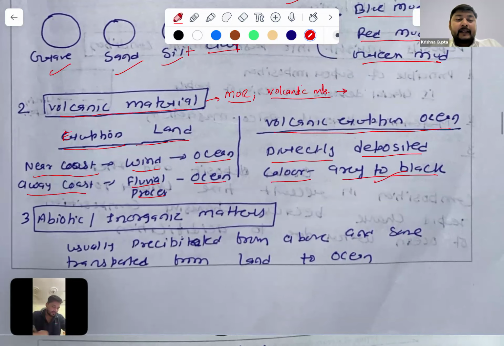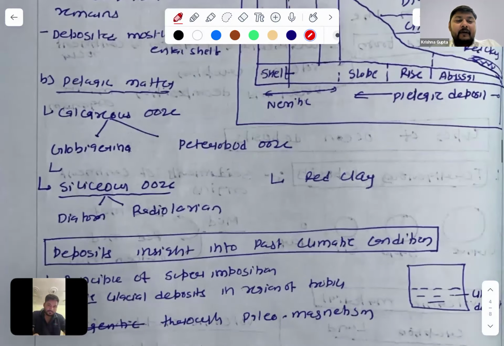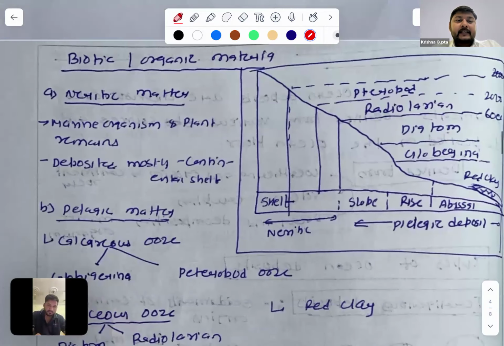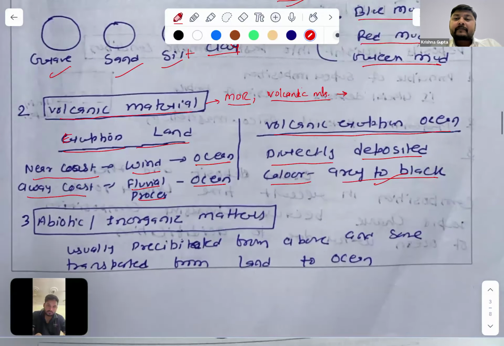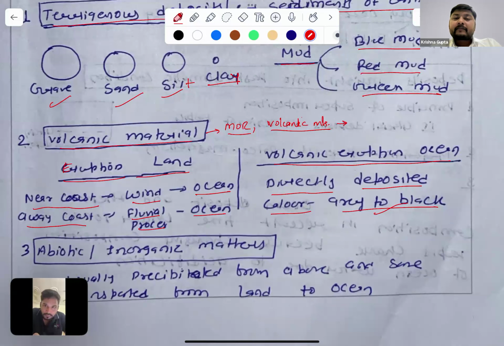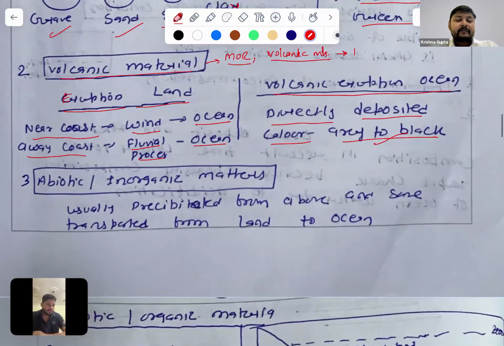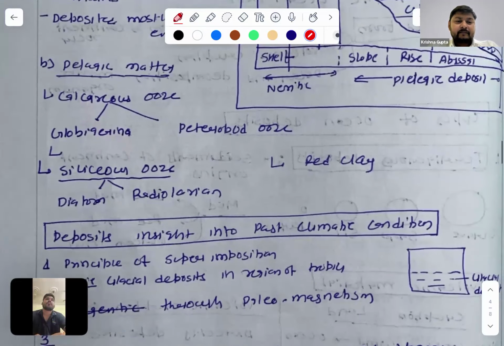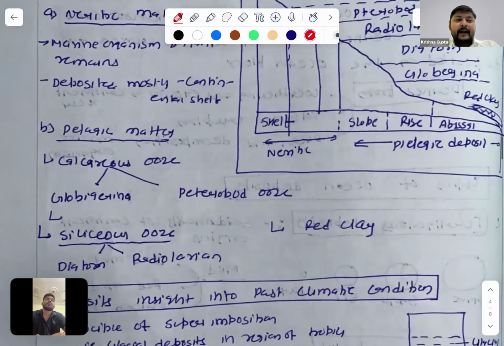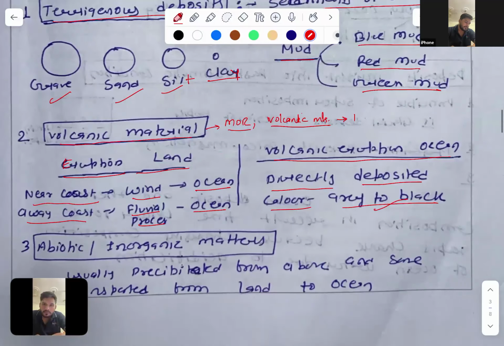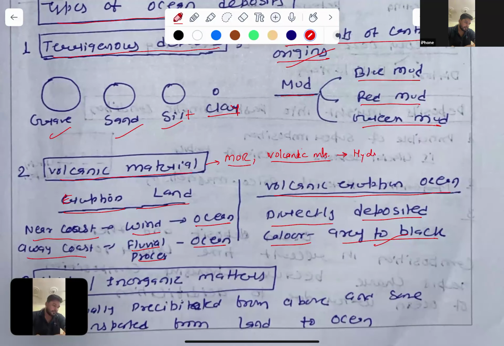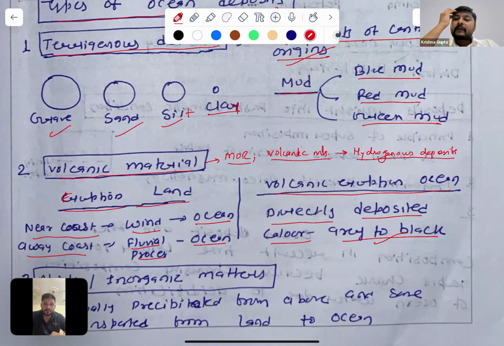Yeah, and one more thing, what are the volcanic eruption materials inside the ocean? They are called heterogeneous deposits. Yes, heterogeneous. Okay. I have not put it, it is not visible here. Okay, it is also an important keyword.